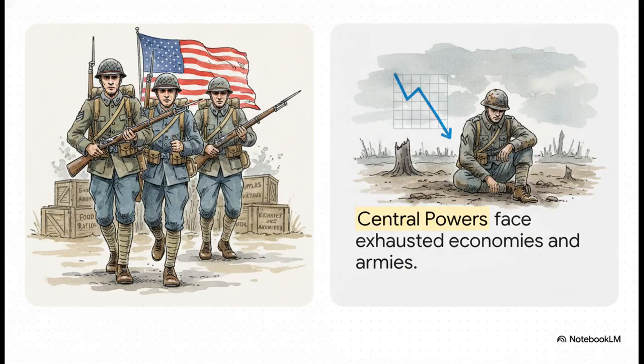And this brilliantly illustrates a massive shift by 1917. This is the ultimate turning point of the war. On one side, you have the United States entering the conflict, pouring fresh troops and vital resources into the Allied effort. On the other side, the Central Powers are facing absolutely exhausted economies and armies that are desperately struggling just to continue fighting. The balance of power had decisively, permanently shifted.